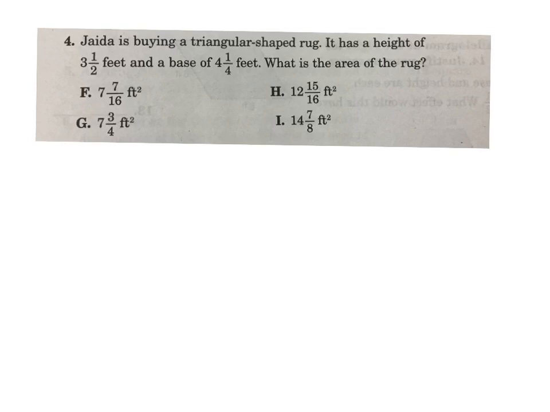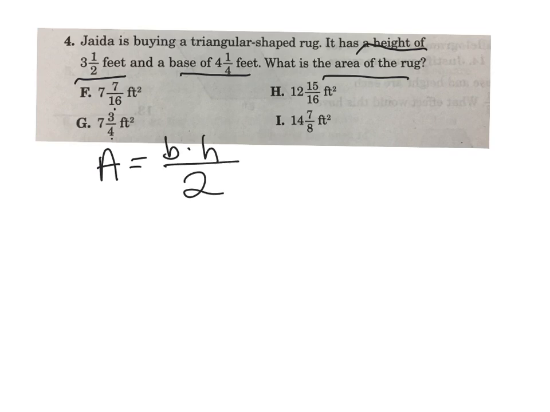All right, Jada is buying a triangular shaped rug. It has a height of 3.5 feet, and it has a base of 4 and 1/4. What's the area? Now it looks like all of my answers are in fractions, so I'm just going to stay in fractions. Okay, I'm going to write you the formula of a triangular shaped rug. Area equals base times height divided by 2. That's a triangular formula for the area. Go ahead and pause the video, solve it, and come back.